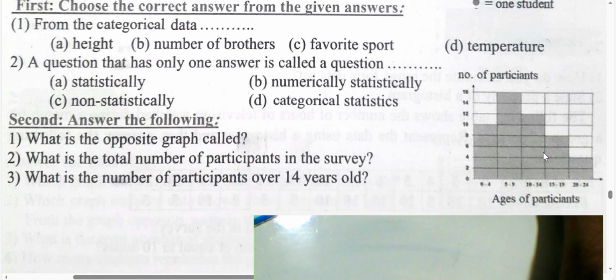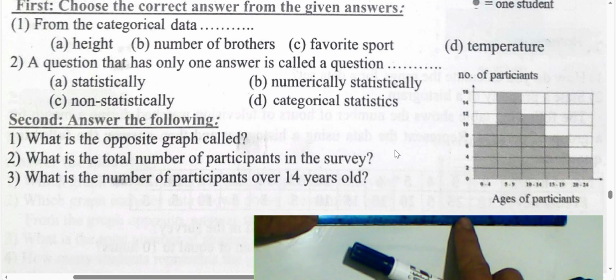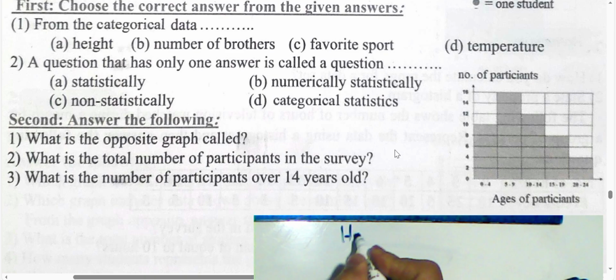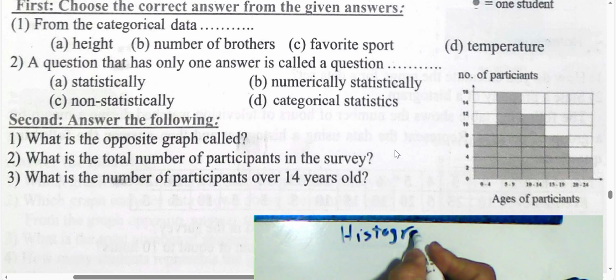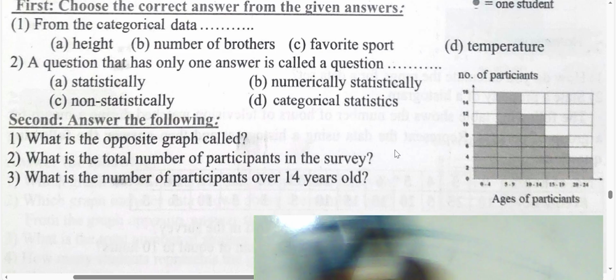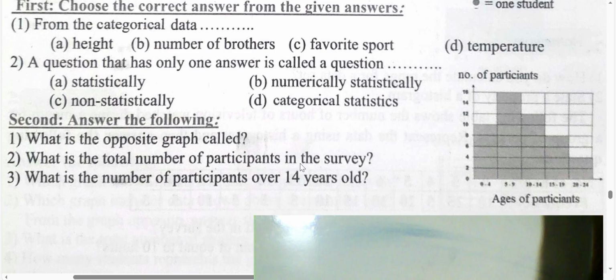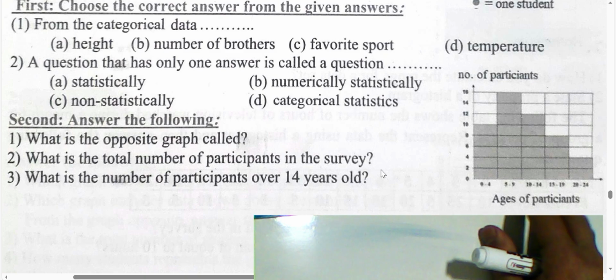Now we ask about the histogram. This question: what is the graph called? We call it histogram. Remember histogram? It's an easy word. We call it histogram. Okay. What is the total number of participants in the survey? Okay, the total number we can count.